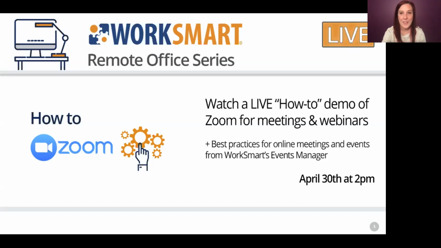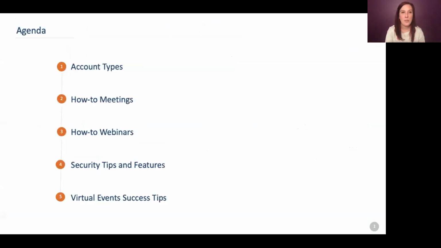So alrighty, with that, let's talk about what we're going to do. So today we're going to talk about account types. And then I'm also going to go through a how-to for meetings. So we'll talk about scheduling, we'll talk about setup, we'll talk about features. And then we're going to talk about how-to for webinars, because believe it or not, that's actually 2 different platforms within Zoom. I know not a lot of people know that. So we're going to talk about webinars, which is what we're using right now. And then we're going to go over security tips and features. And then we'll talk about some of my favorite virtual event success tips.